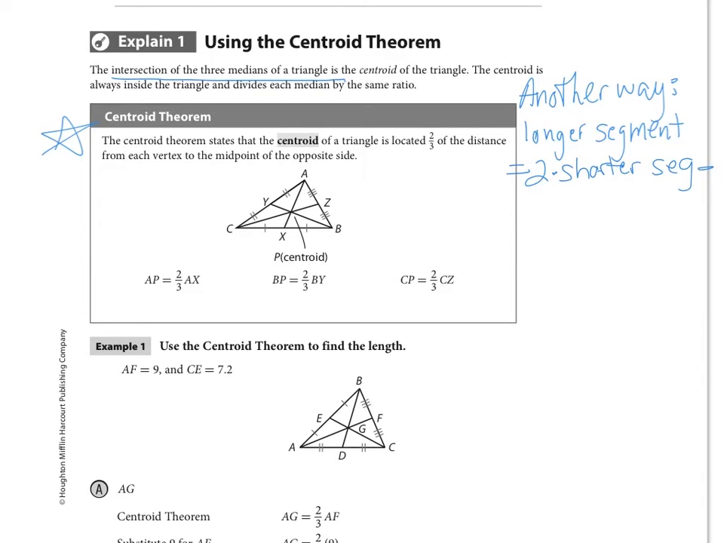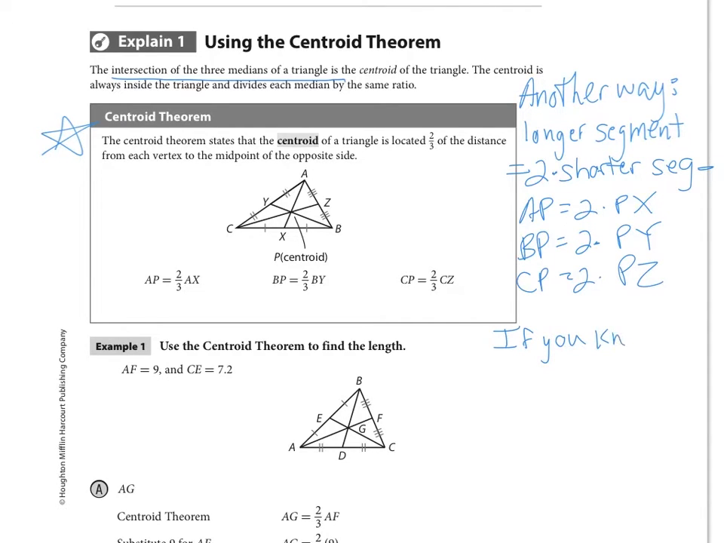Because if it divides it into 2/3 of the entire distance, then we could also say that it was partitioned into a ratio of 2 to 1. So that's what we're thinking of here. In other words, if I have this same exact diagram, AP is twice the length of PX. And BP is twice the length of PY. CP is twice the length of PZ.